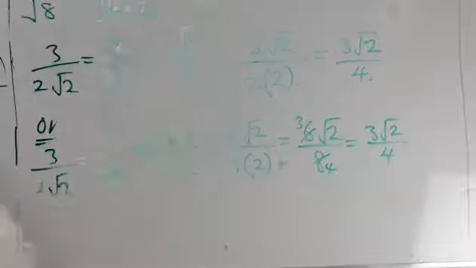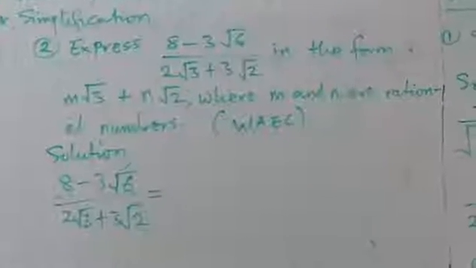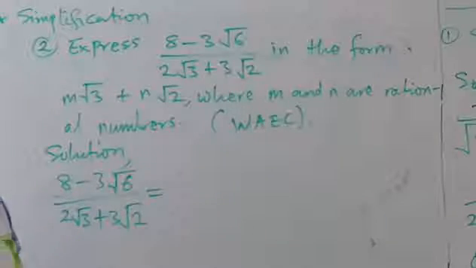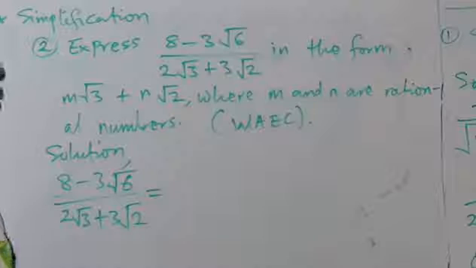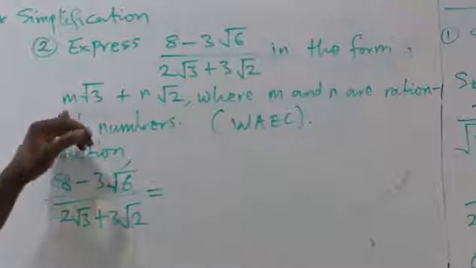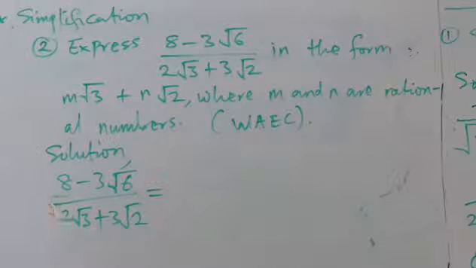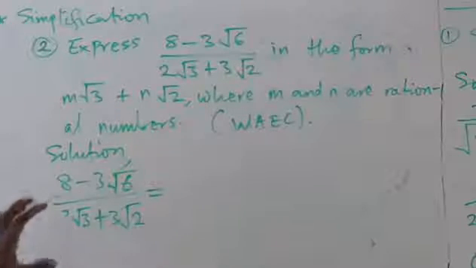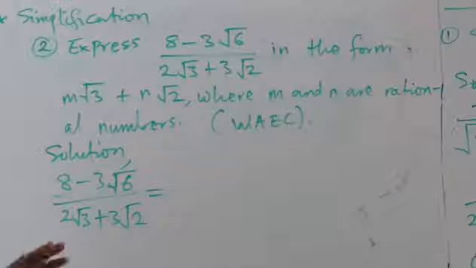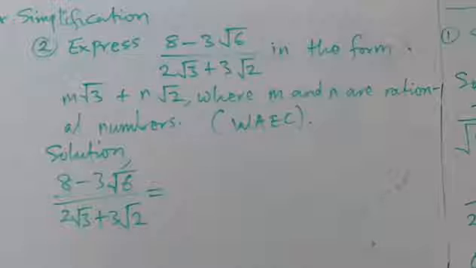So, thank you. The second question says: express 8 minus 3 root 6 all over 2 root 3 plus 3 root 2 in the form m root 3 plus n root 2, where m and n are rational numbers. So this is the equation. We are going to simplify it and express it in the form m root 3 plus n root 2.